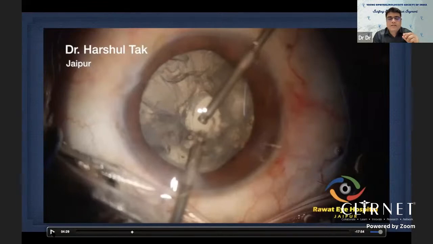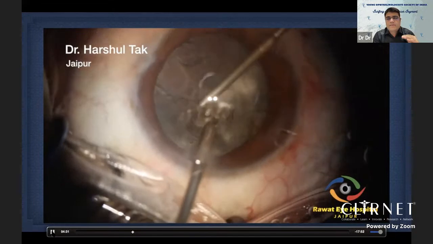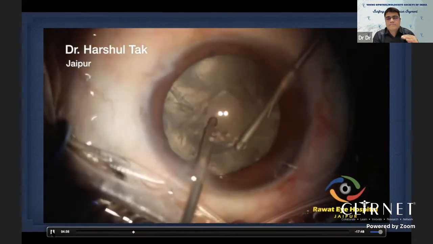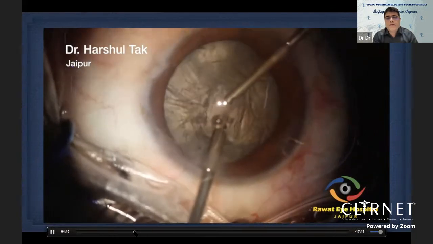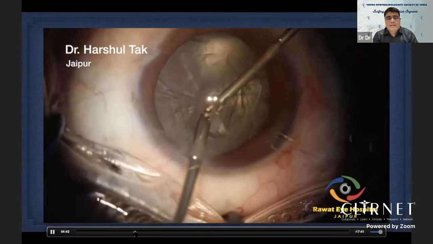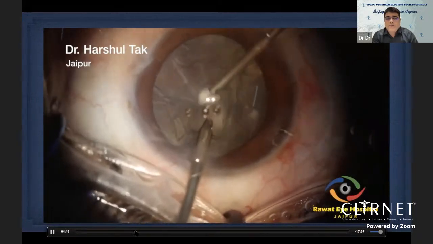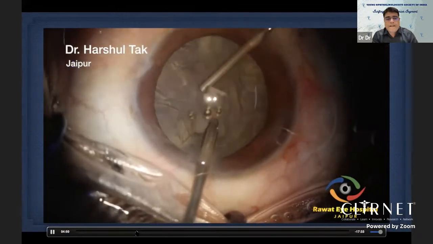Your aspiration vacuum has to be low, 150, 200, so that you cut the vitreous and then aspirate it. So once you have done adequate anterior vitrectomy from the anterior chamber, then is the time that you go and do the cortical irrigation aspiration in the case.